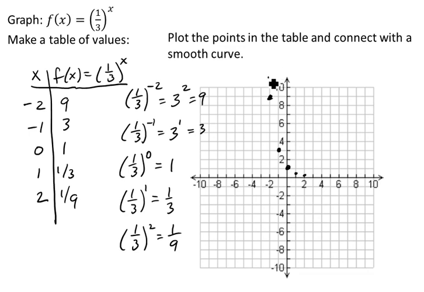So as we go to connect these points with the curve, we see over here toward the right, our graph is going to continue to get closer and closer to the x-axis, but never quite touch it or cross it. We have a horizontal asymptote there at the x-axis.